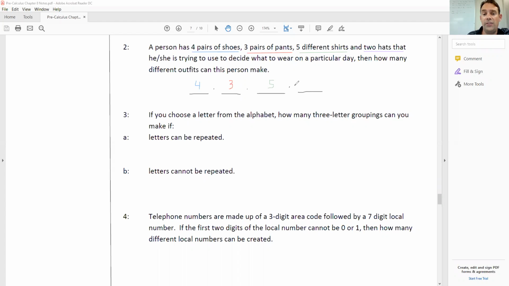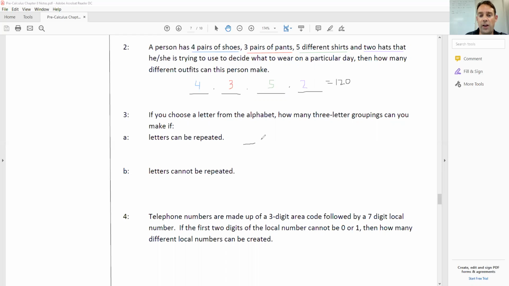And we had 2 different hats. And if we put them all together and we multiply, we would have 120 different outfits. So somebody going, oh, I don't have enough clothes. You got plenty of clothes, friends. You don't need to be doing anything else here.